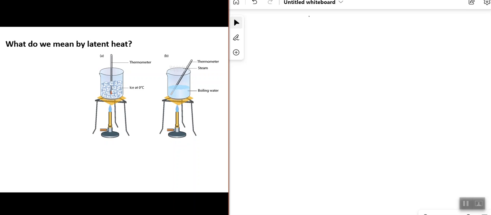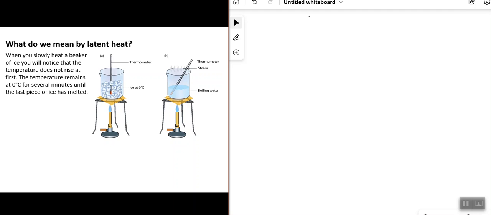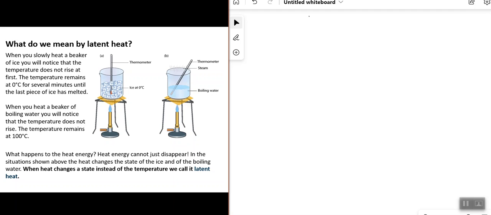So what do we mean by latent heat? When you slowly heat a beaker of ice, you will notice that the temperature does not rise at first. The temperature remains at 0 degrees for several minutes until the last piece of ice has melted. And when you heat a beaker of boiling water, you will notice that the temperature does not rise. The temperature remains at 100 degrees Celsius. So what happens to the heat energy? Heat energy cannot just disappear. In the situation shown above, the heat changes the state of the ice and of the boiling water, and when heat changes the state instead of the temperature, we call it latent heat.